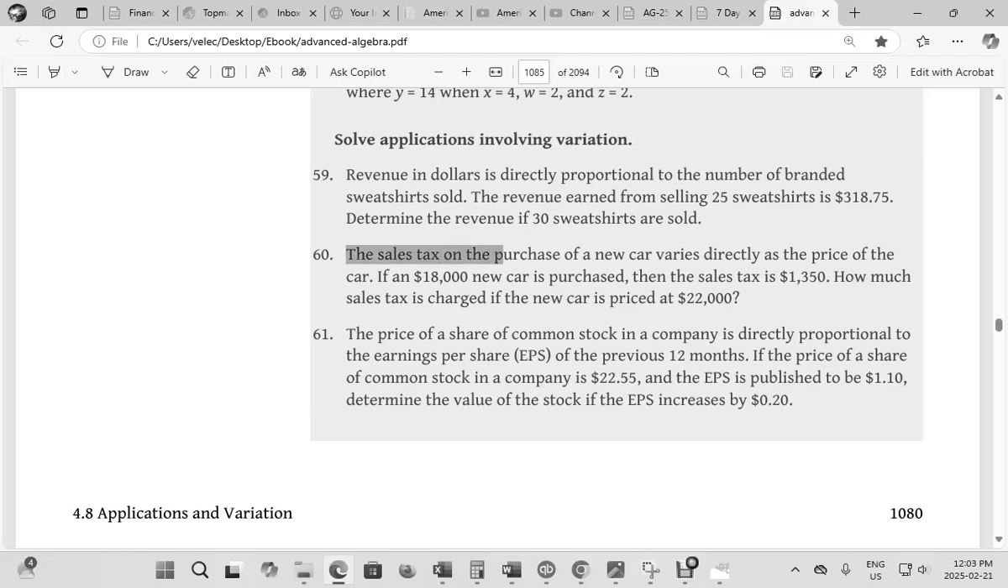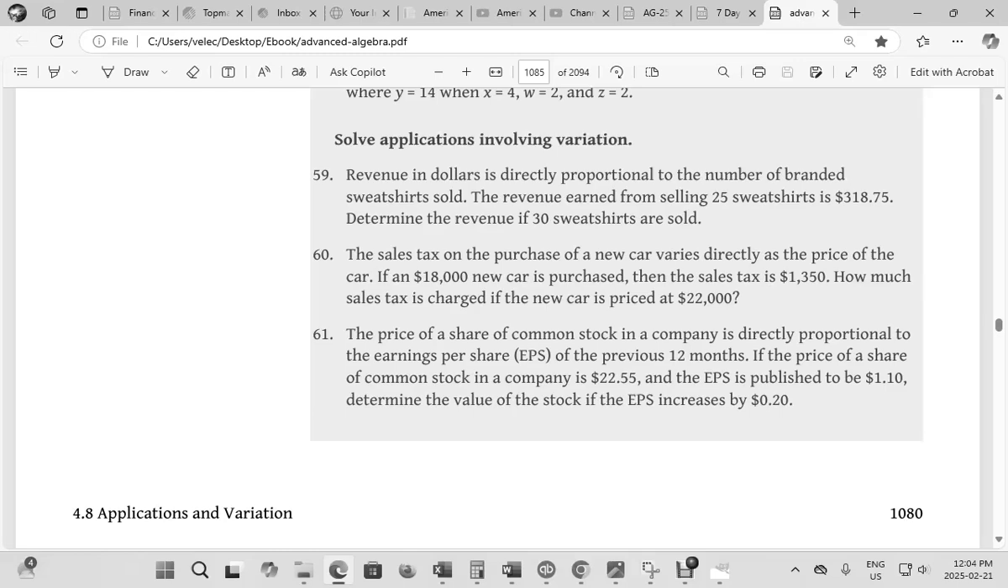The sales tax on the purchase of a new car varies directly as the price of the car. So the sales tax will change as the price of the car changes. If an $18,000 new car is purchased, then the sales tax is $1,350. How much sales tax is charged if the new car is priced at $22,000? Again, we're talking about direct proportions. Let's write this problem into an equation.